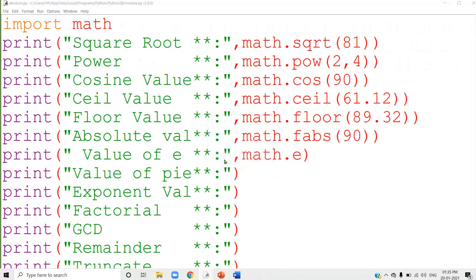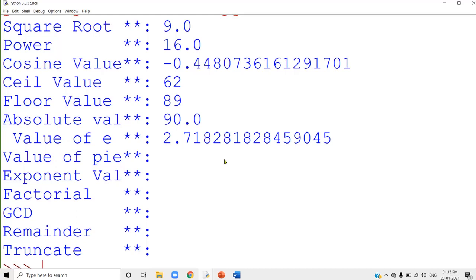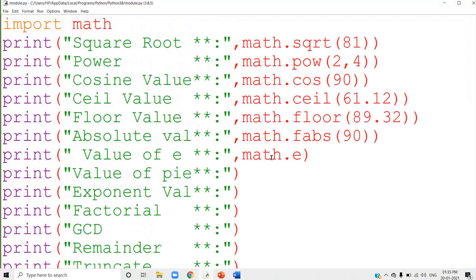The constant value of e is 2.71. See the last answer, the value of e is 2.71. Now the next one, in the same way we have another constant, that is pi, which is written as math dot pi. Only pi is there, there is no function bracket. That is a constant, so both of these are constants. That is why I have written math dot e and math dot pi together. Just see the answer.